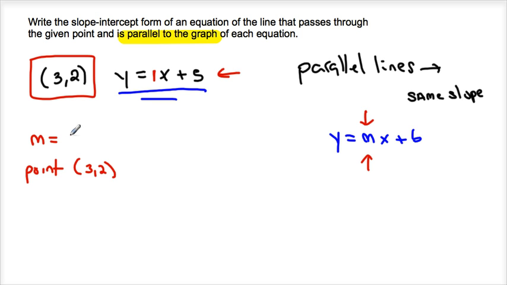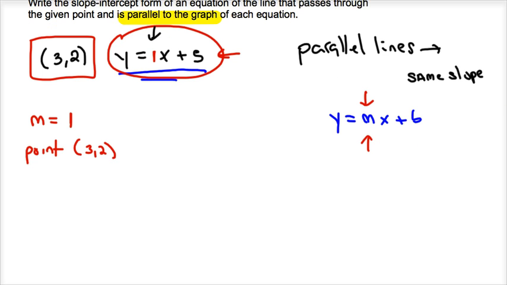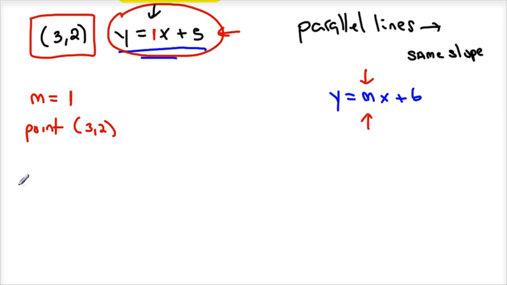So my slope is 1, because my new line is going to have a slope that's parallel to this equation. So if I'm parallel to this equation, I'm going to use the same slope as that equation. So now I have the point 3, 2, and I have the slope m equals 1. Now we want to write the equation of the line. Let's use our point-slope form to find the equation.